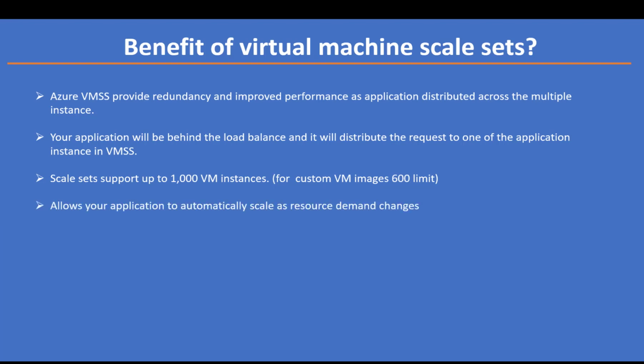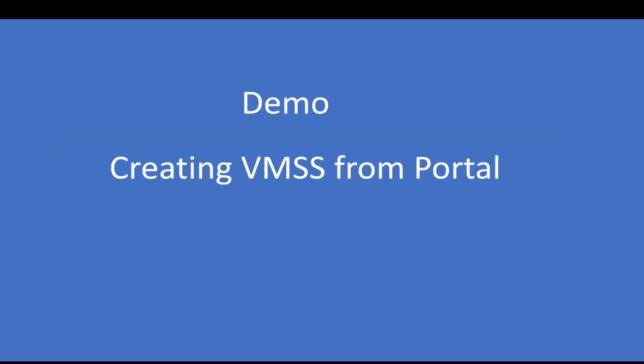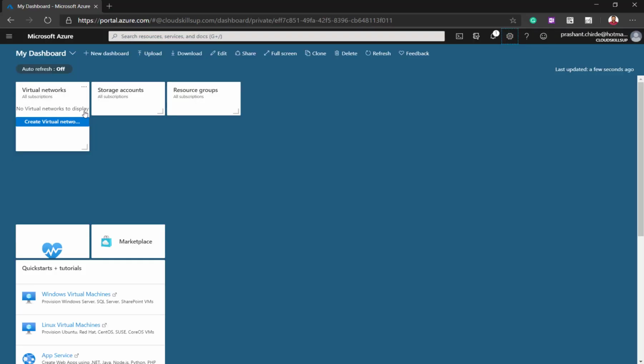VMSS also allows your application to automatically scale as resource demand changes. Whenever you define any rules or conditions for your VMSS application, and the demand matches the rule, it will increase your resource count as per the condition you have defined in the VMSS. So let's move on to the Azure portal and try to create your first VMSS.